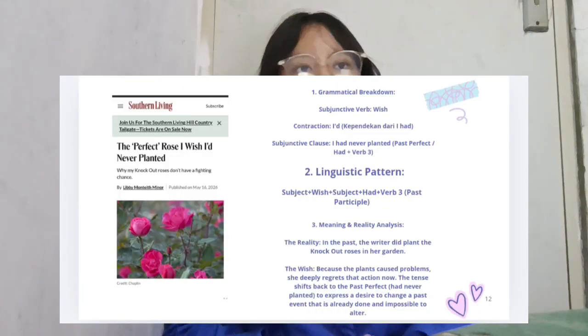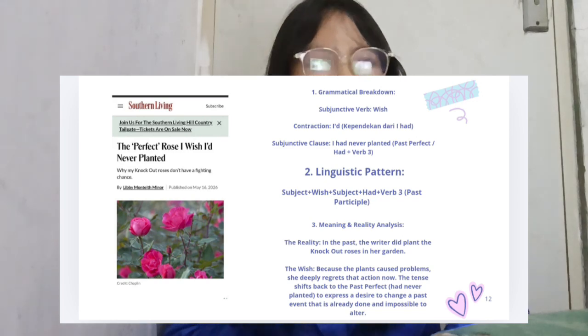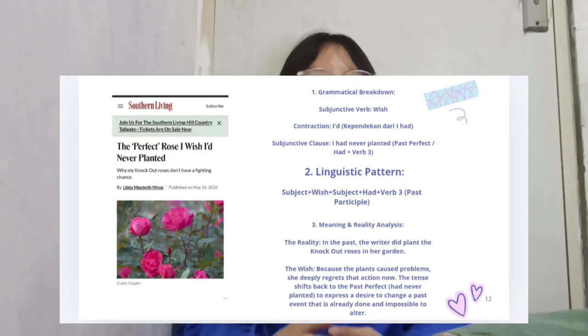Media example. Grammatical breakdown. Subjunctive verb: wish. Contraction: I'd, short for I had. Subjunctive clause: I had never planted, past perfect, had plus verb 3. Linguistic pattern: subject plus wish plus subject plus had plus verb 3, past participle.